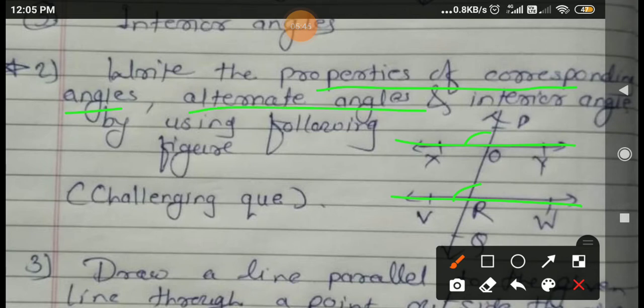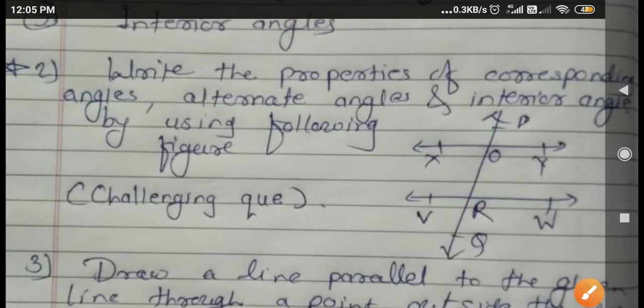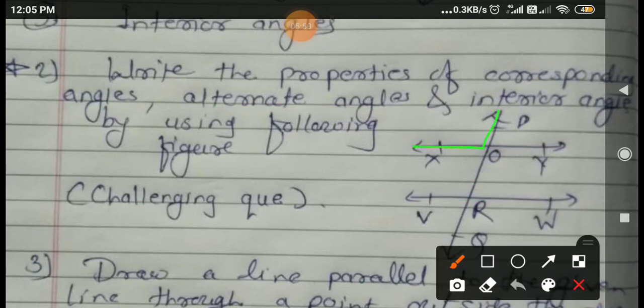Next, alternate angles. As you know, which are the alternate angles here? POX and WRQ. You have to note this down. We are discussing the open book test. If angle POX is congruent to WRQ, they are exterior alternate angles, and if they are congruent, then also the lines are parallel to each other.